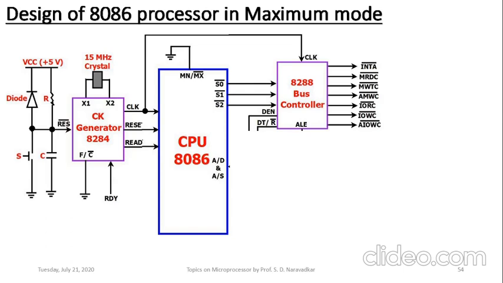And apart from that, 3 more control signals here. ALE signal, which is required for demultiplexing of those multiplexed signals here, which are connected to a set of octal latches. ALE signal connected to 3 sets of octal latches. And then DT/R bar signal and DEN signal, that is also given by this 8288 bus controller.